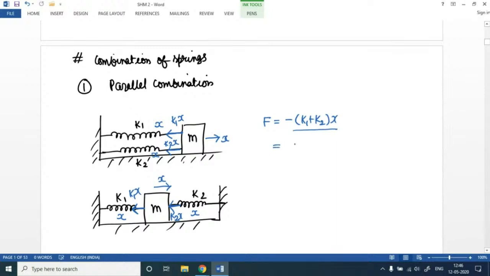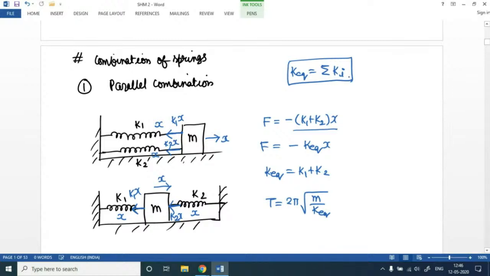Okay, so if I write it like this, F is equal to minus k equivalent x, so obviously k equivalent is nothing but k1 plus k2 over here. In that case we will be able to write T is equal to 2 pi root under m by k equivalent, where k equivalent is nothing but k1 plus k2. So whenever springs are in parallel, k equivalent is given by the summation of all the spring constants, k_i simply you can write. So this is a general formula which we are having.